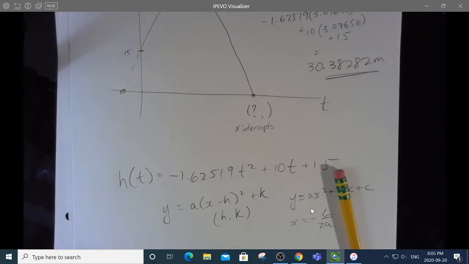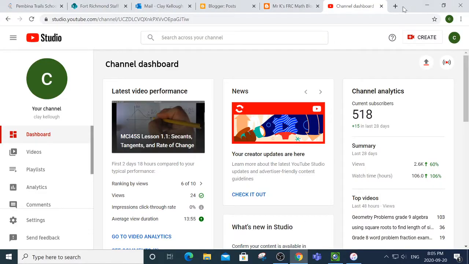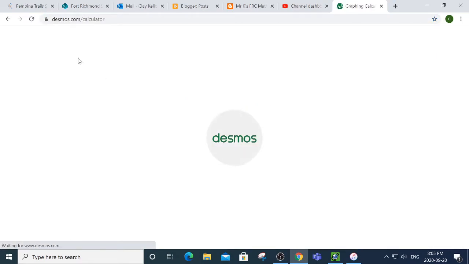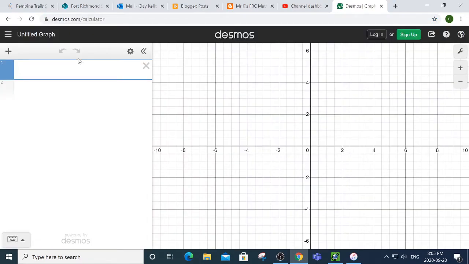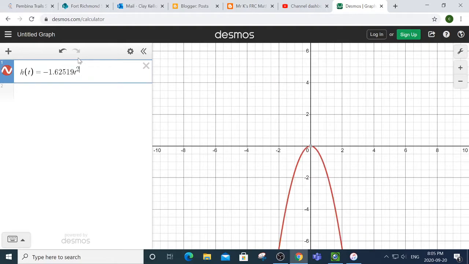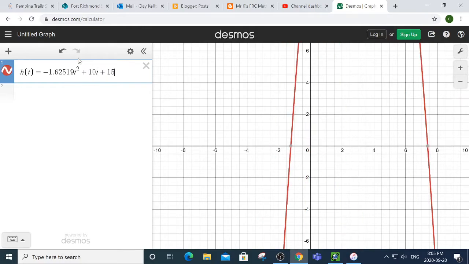So I'm going to open Desmos. I go to it a lot, so it's right there for me on Google. And okay, here's what we're going to do in Desmos. First of all, we're going to enter h of t equals negative 1.62519 t squared plus 10t plus 15. So there's the original.